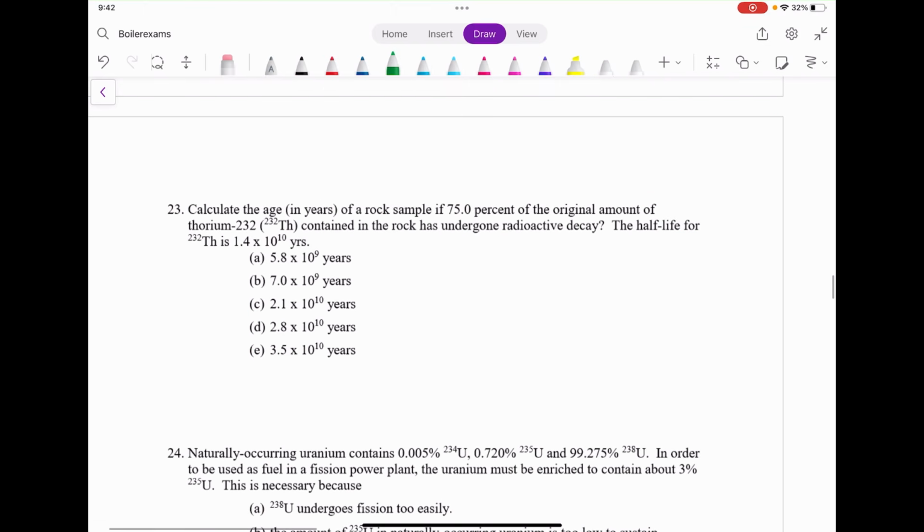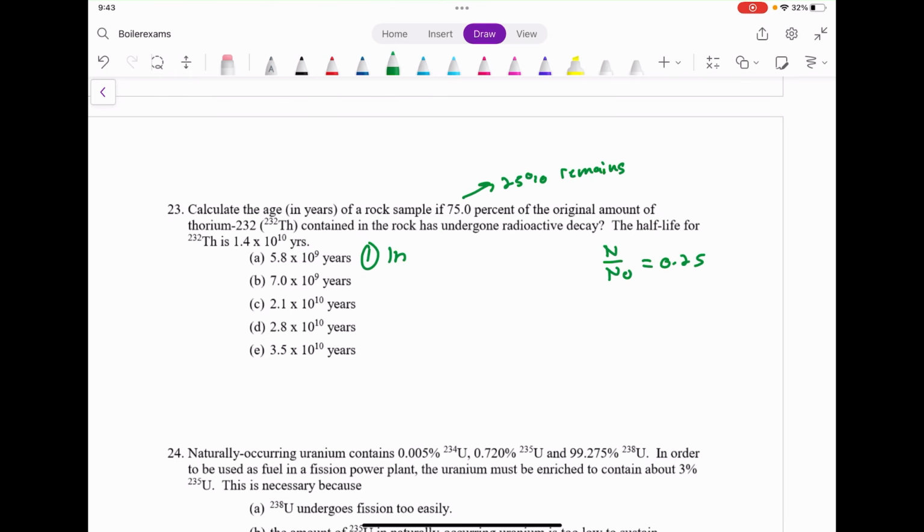22C.23. Calculate the age in years of a rock sample if 75% of the original amount of thorium contained in the rock has undergone radioactive decay. The half-life is that number. Okay, so 75% of the original amount has decayed, which means 25% remains. So if 25% remains, I know that N over N naught equals 0.25. Just a quick little note, because I think that's where, if you were to get this one wrong, that's where you do it.